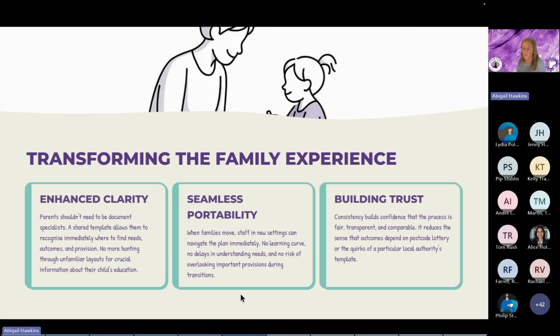And then I think it builds trust. Consistency definitely builds trust across those systems. It makes it fair, it makes it transparent, and it makes it comparable, and reduces what I'm going to call the postcode lottery, that difference that you have between the different things.